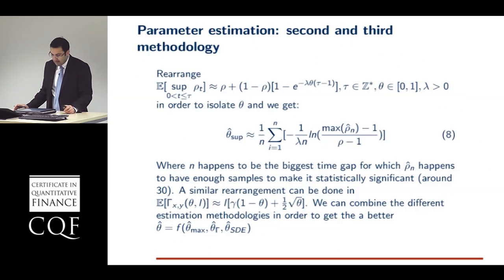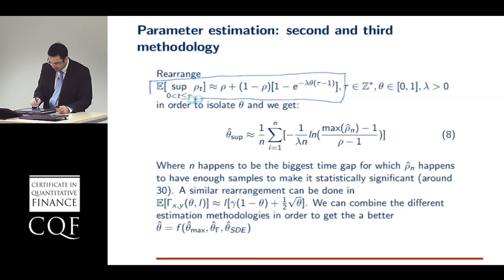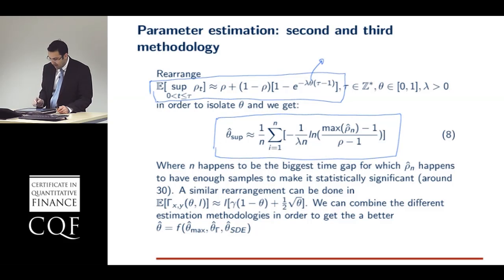Now there's a second methodology, which is to rearrange the inferred correlation formula. If you remember in here, this is the inferred correlation formula. If you were to rearrange the parameters such that you isolate this theta here, then you have the theta parameter, which is approximately equal to this. So this is another way to estimate the theta parameter.